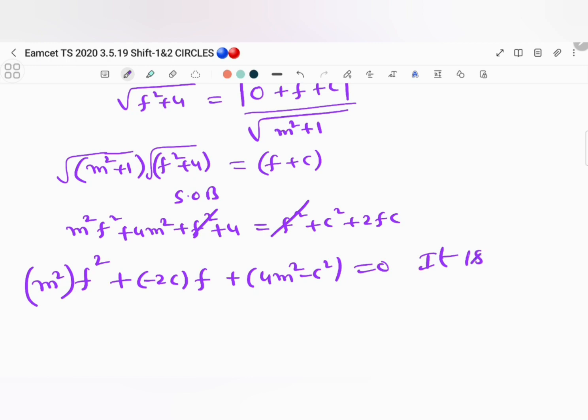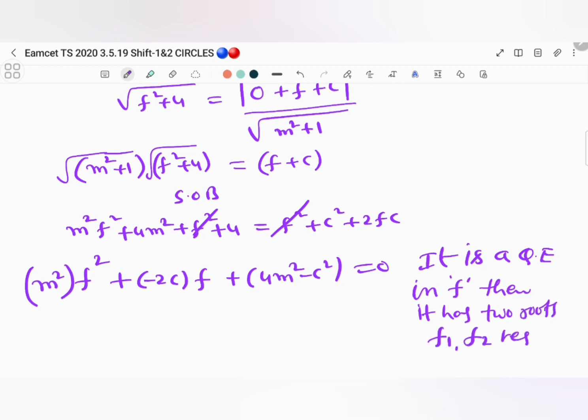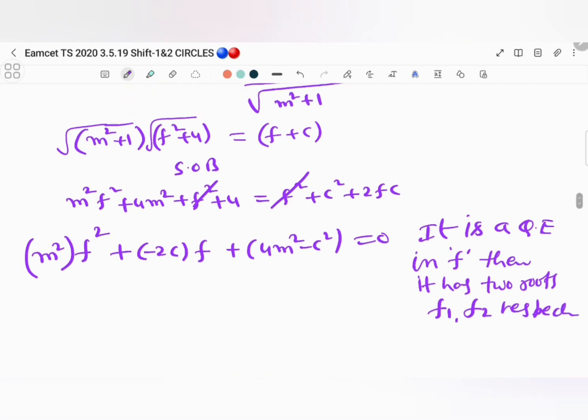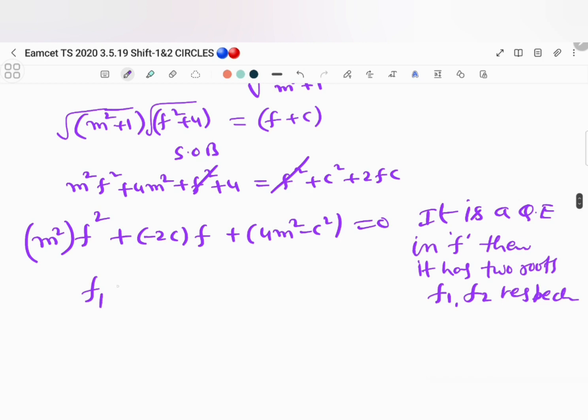It is a quadratic equation in f. Then it has two roots, f1 comma f2 respectively. So product of the roots, we will take it. Why product of the roots? To get the condition. f1 f2 equal to c by a. According to c is this value. This is called c. 4m square minus c square by a value m square.